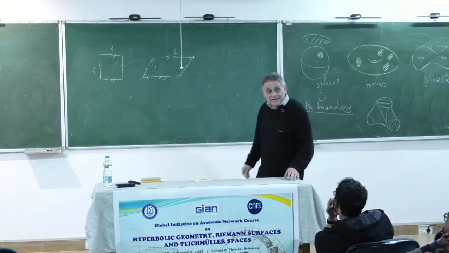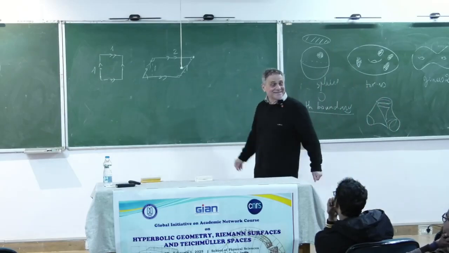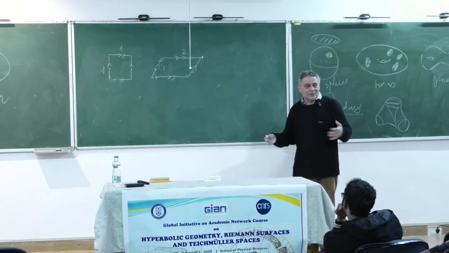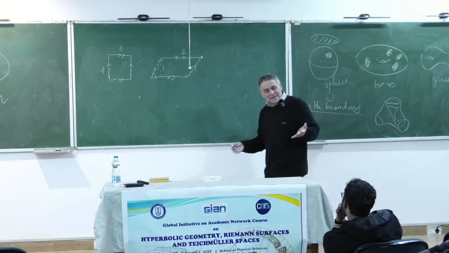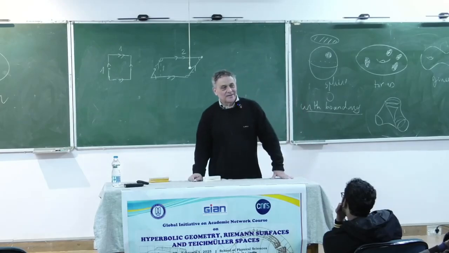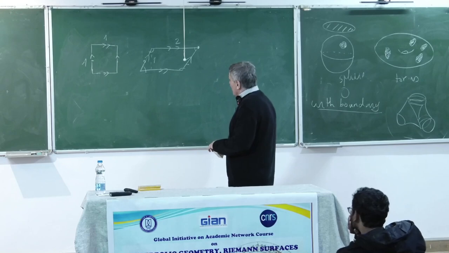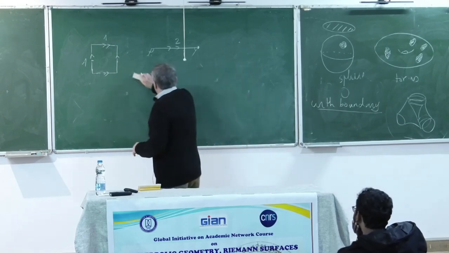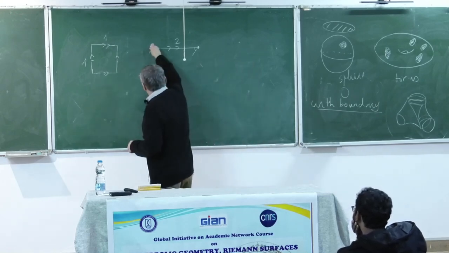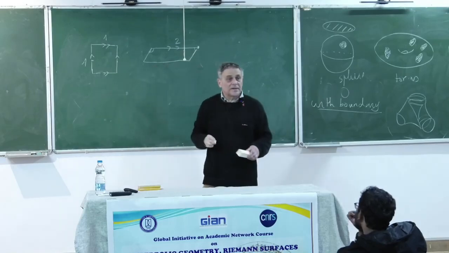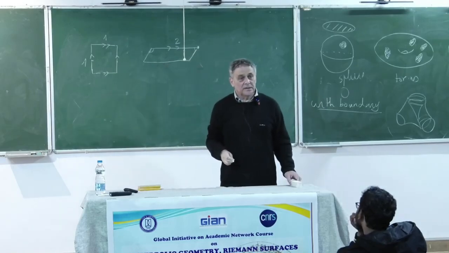Yes, please. Exactly. What he says is correct. They have different area, and area is a geometric invariant, so they are not isometric. Now this is very good, but still, okay. Let's make them the same area. How do you know now that these are not isometric?